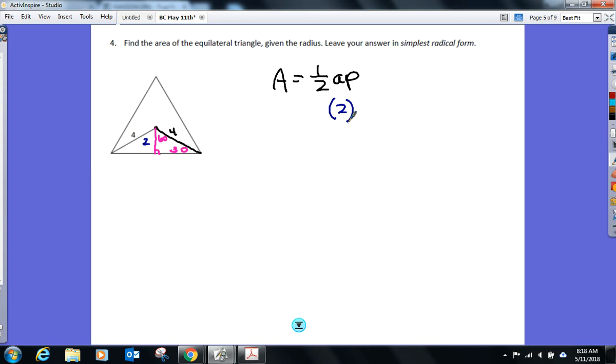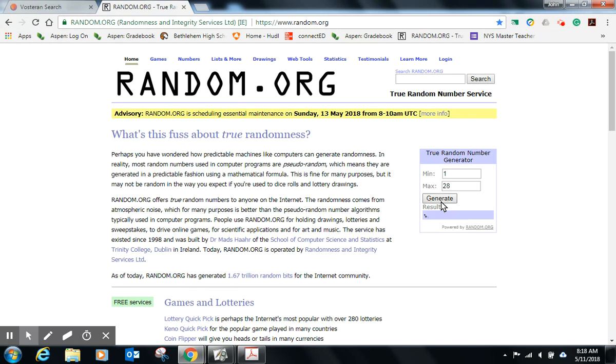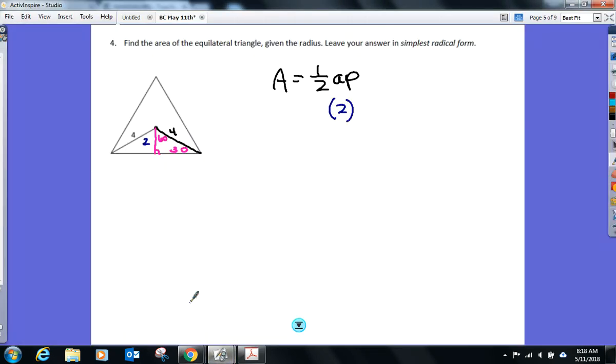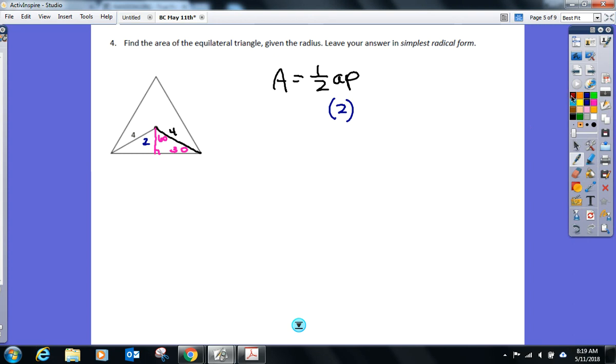What's across from the 60 then? 2. What's across from the 60? 2 radical 3. Nice job.